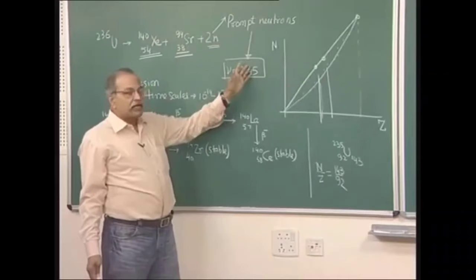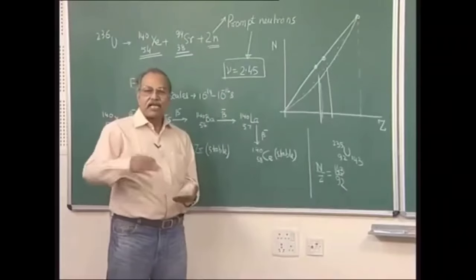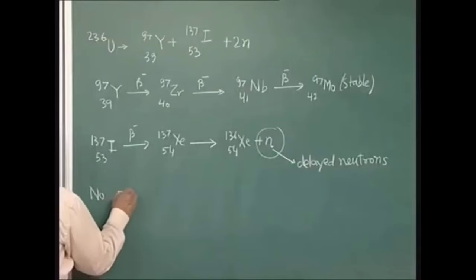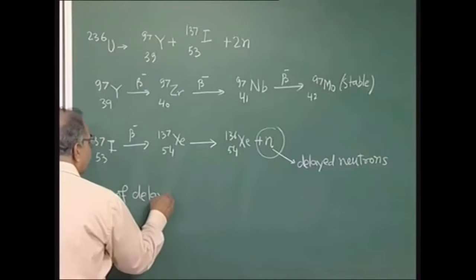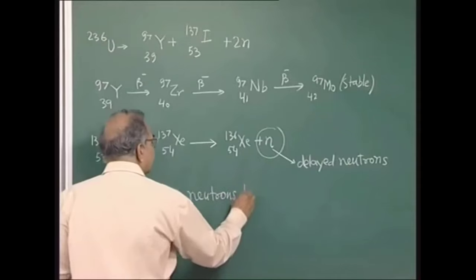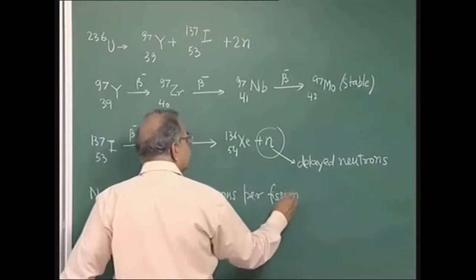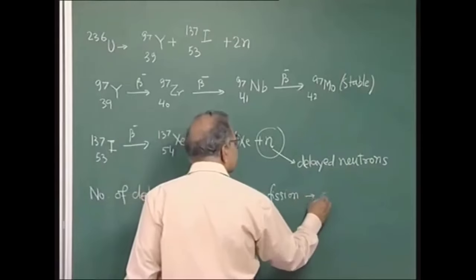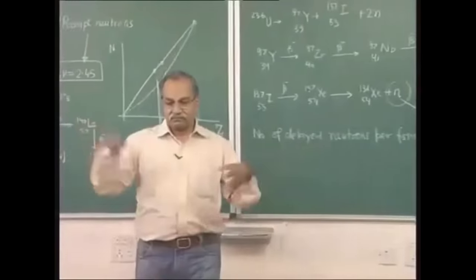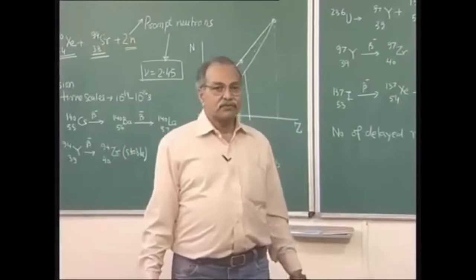Similarly, if you calculate how many delayed neutrons have come through the total number of fissions and then divide per fission, that number of delayed neutrons per fission of uranium 236, we are talking of uranium 236, is around 0.02. So, say in 50 fissions one particular combination will give one delayed neutron.